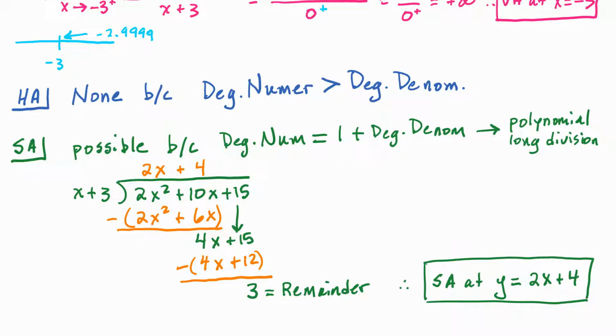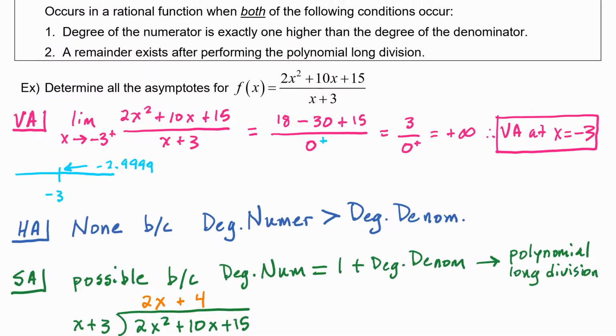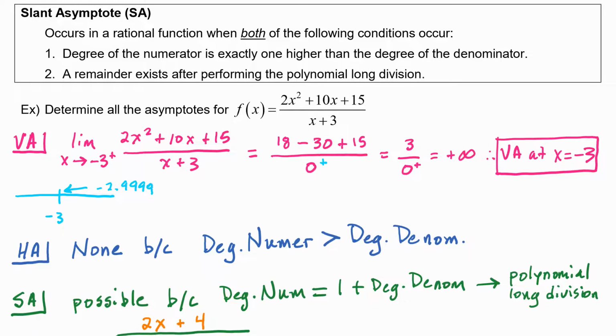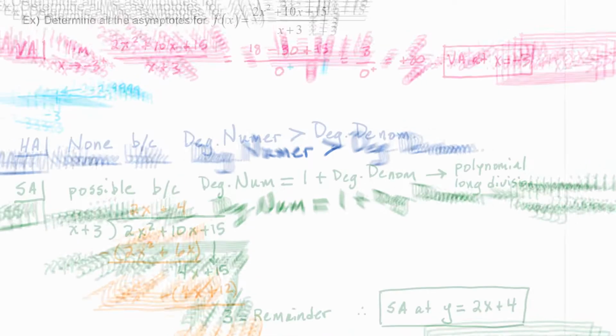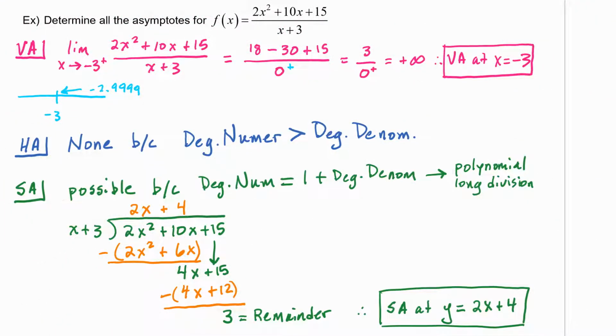So remember, to check for a slant asymptote, it has a two-part hypothesis. First, you make sure the degree of the numerator is 1 higher than the degree of the denominator, which we did have. If you have that, then you do the polynomial long division and see if you get a remainder. So this function, we found we did have a remainder after the polynomial long division, so then we use the quotient in an equation for a line to get the slant asymptote.